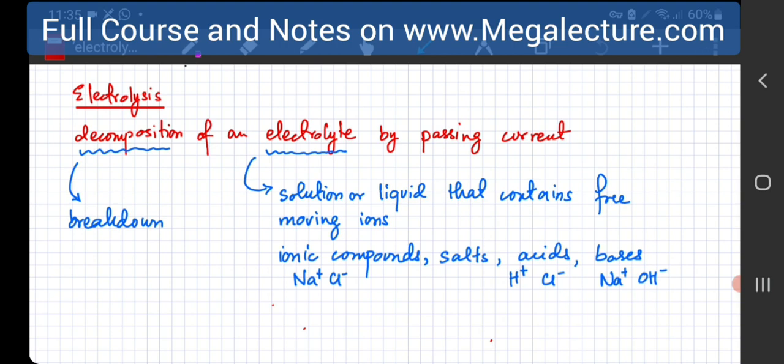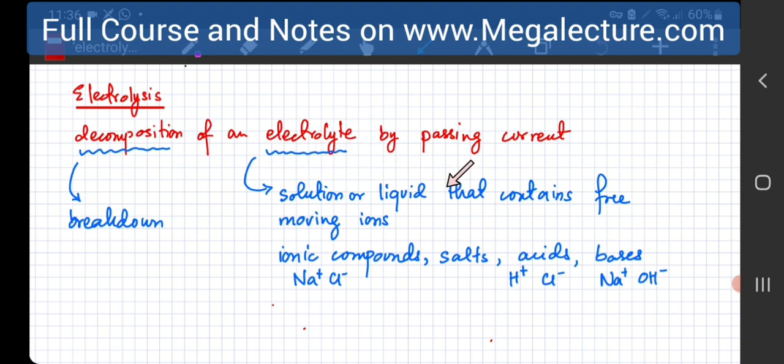Now we're going to begin and talk about what electrolysis really is. It is the decomposition, which basically means breakdown, of an electrolyte by passing current. So you pass current through something and it breaks down. What is that something? That something is called an electrolyte.